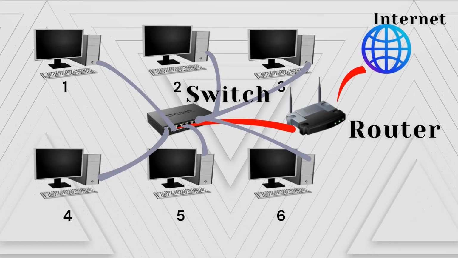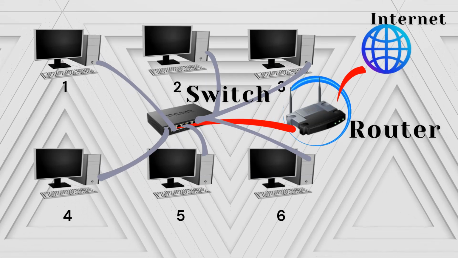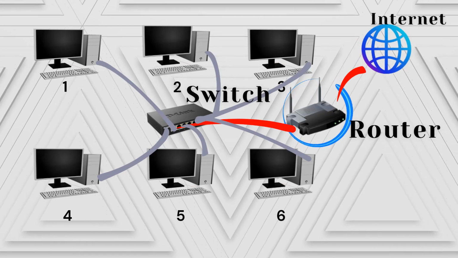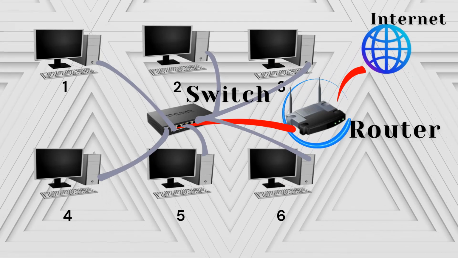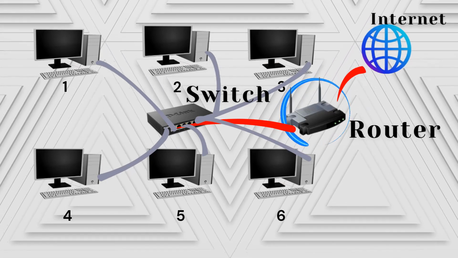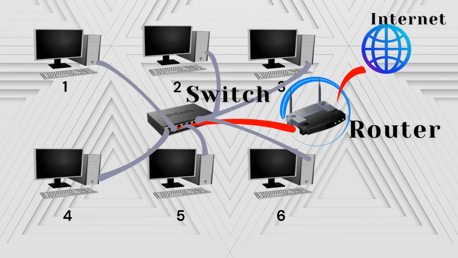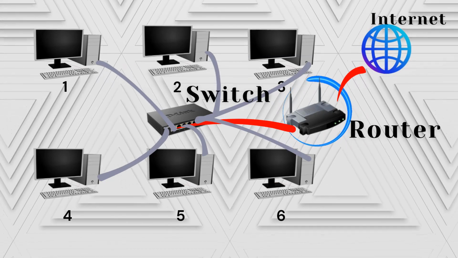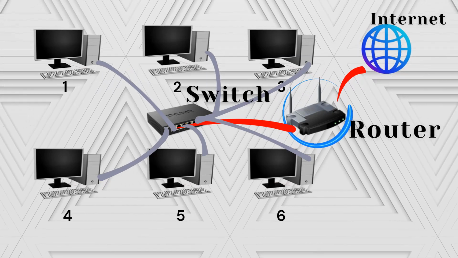Router connects to the internet. A router is different from a switch as it routes data packets to other networks, not just local computers. Routers are common in homes and businesses as they enable communication with other networks, including the internet.